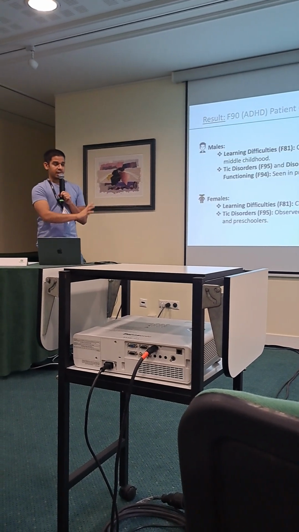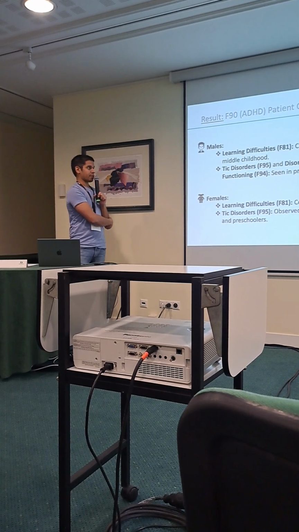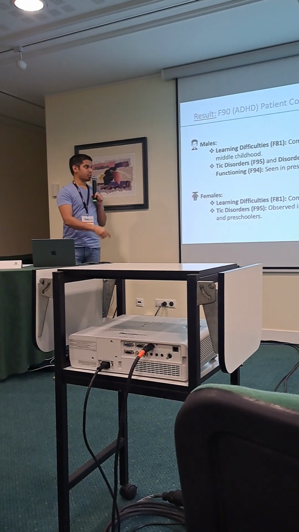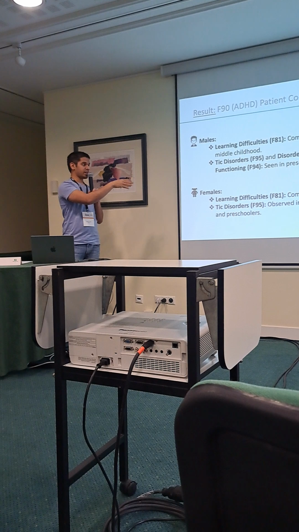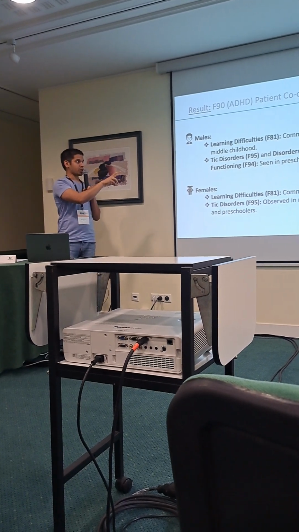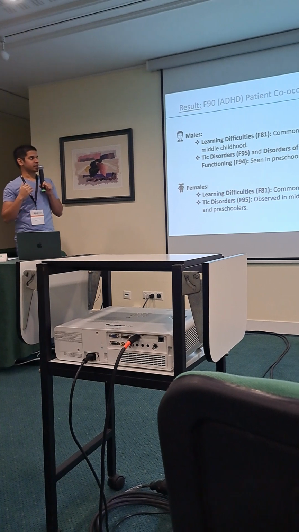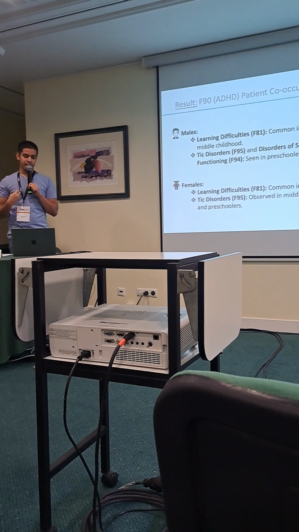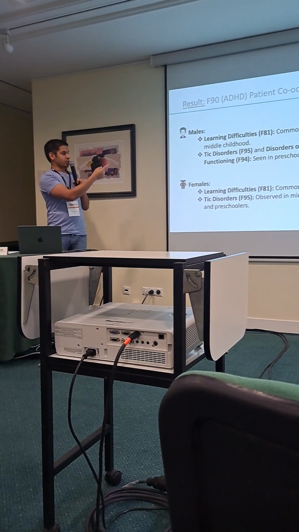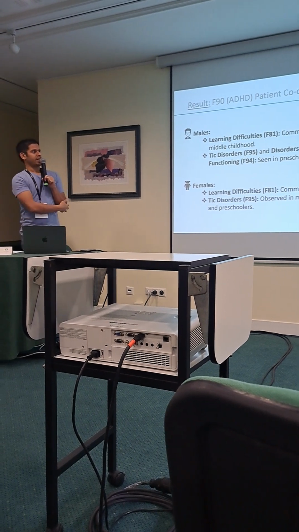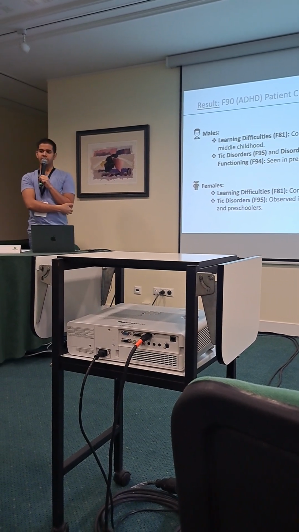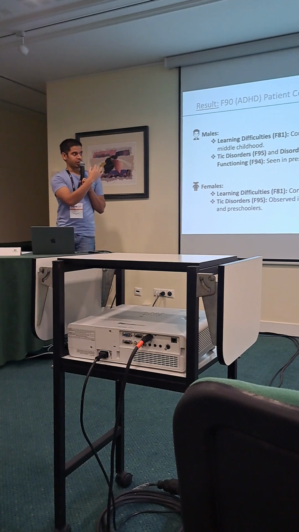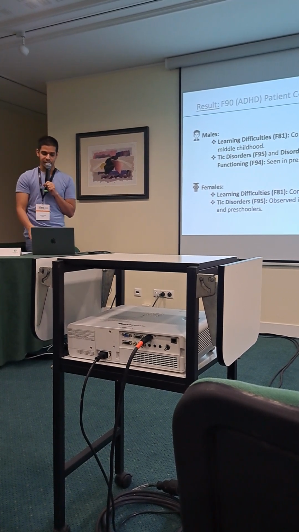When we analyzed these co-occurrence graphs, what we noticed was that in both males and females, learning difficulty as well as tic disorder were the most common. Especially in males, learning difficulty was common in teenagers as well as in middle childhood, and in females it was common in teenagers. Tic disorder and disorder of social functioning were especially seen in preschoolers, and in females it was observed in middle childhood. So this was observed by analyzing those co-occurrence graphs.